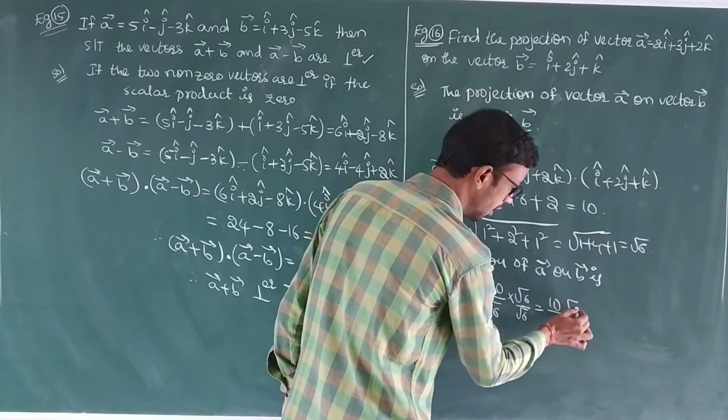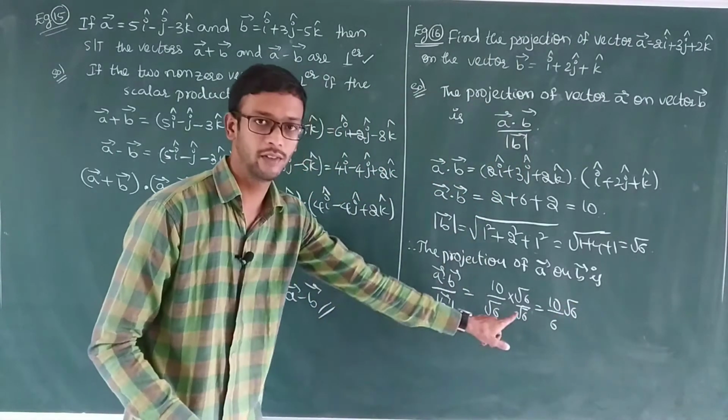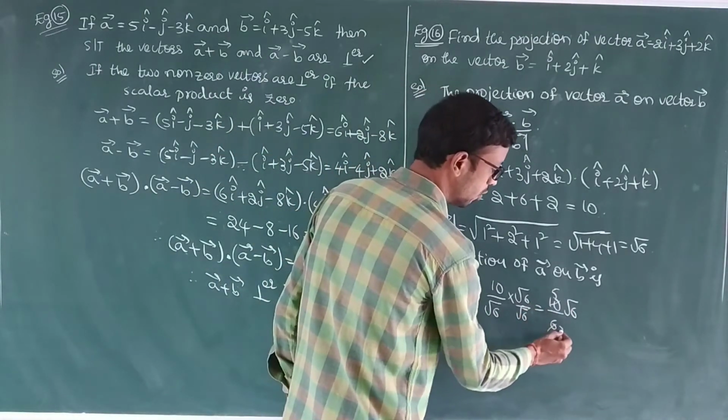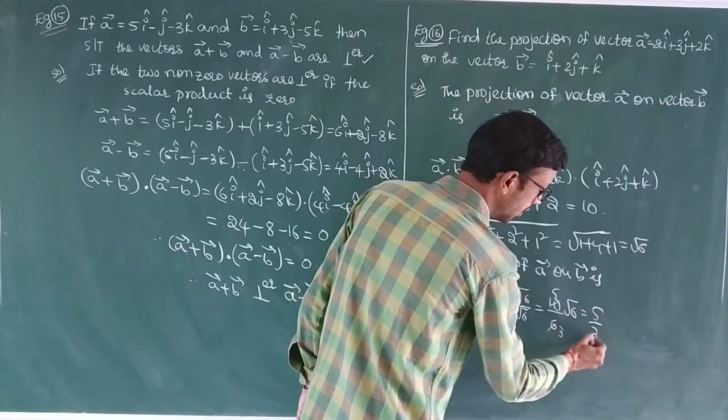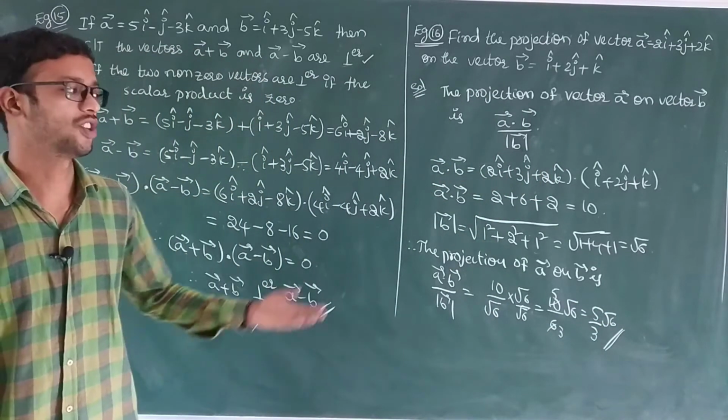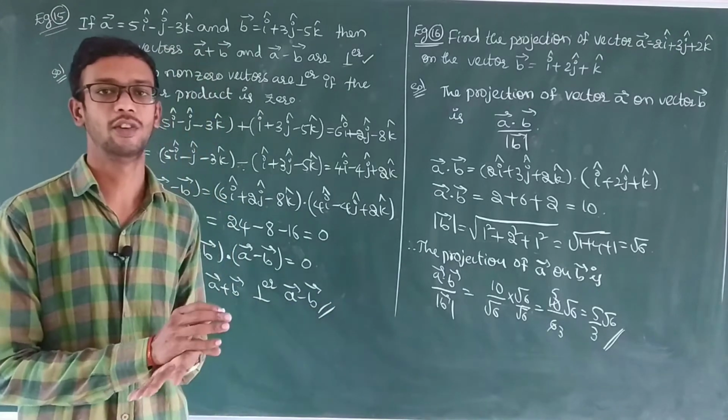10 by 6 into root 6. Root 6 into root 6 is 6. Now, 2 5 are 2 3s are. 5 by 3 root 6 is the projection. Projection also, compulsory one value you will get.